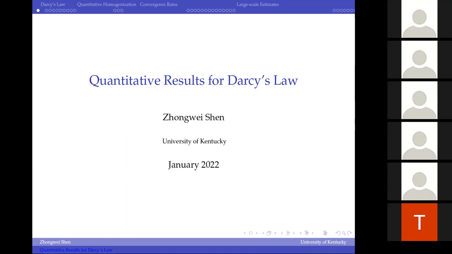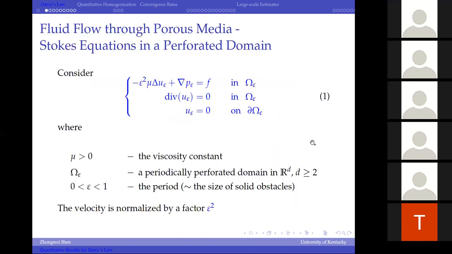Okay, thanks for the introduction. Also, thanks to the organizers, particularly to Hongjie, for the opportunity to speak at the seminar today. So I want to talk about something I did last year and the year before on Darcy's law. This concerns the homogenization of the Stokes equation on a perforated domain.